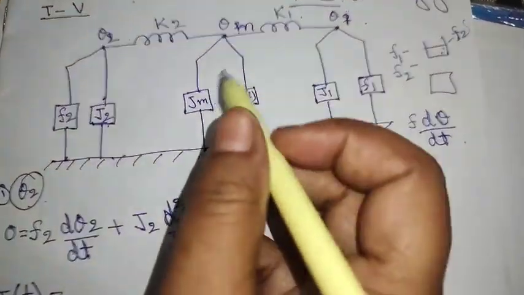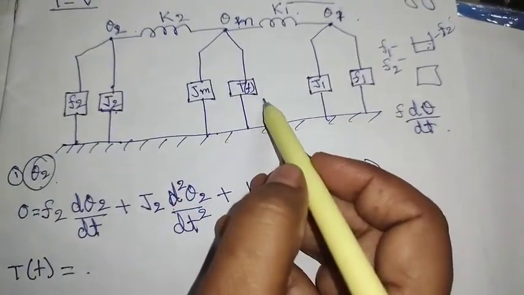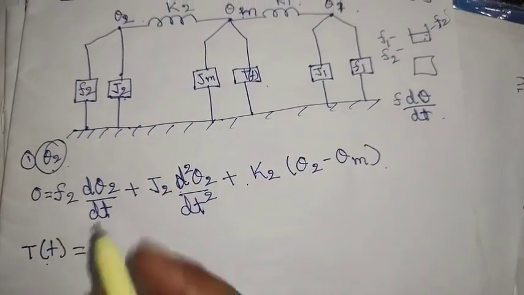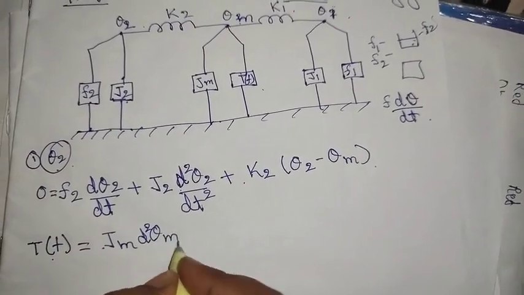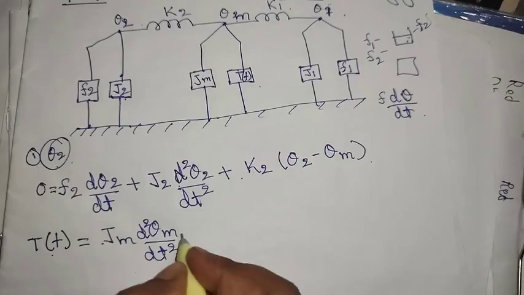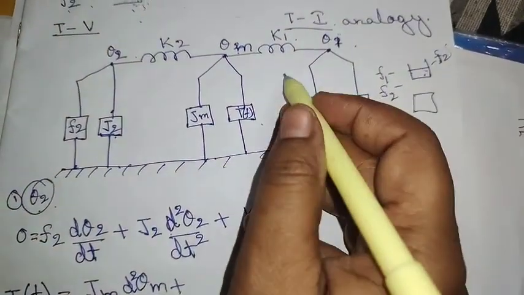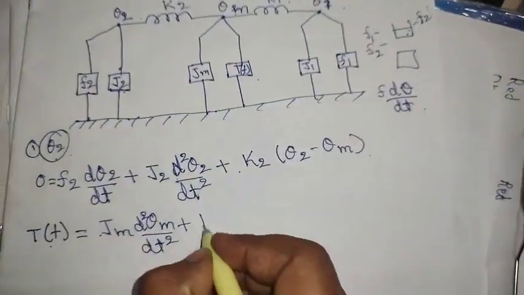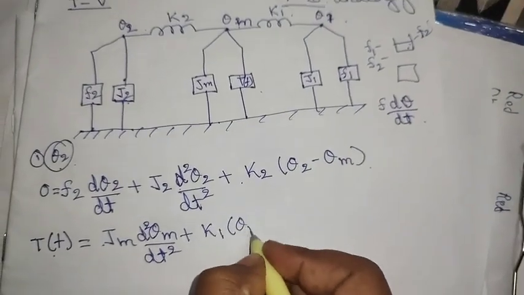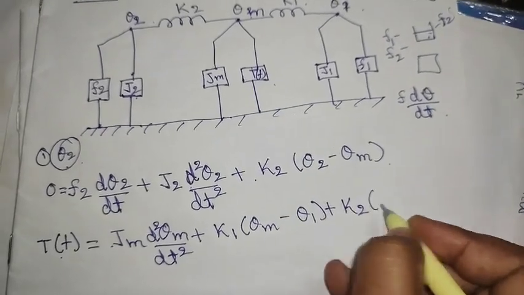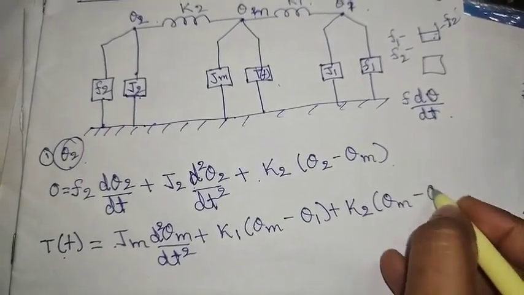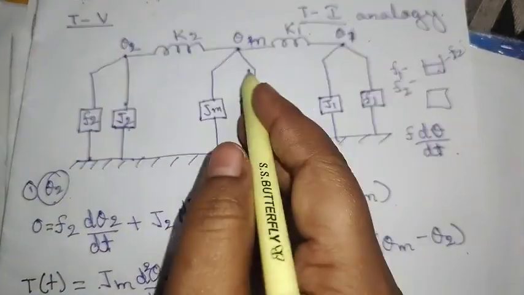Now what will you get for theta m? Jm is connected, T of t is connected. We have already written T of t, and write down Jm d square theta m divided by dt square plus, what is connected? K1 is connected, K2 is connected. So write down K1 theta m minus theta 1 plus K2 theta m minus theta 2. This completes the second equation.